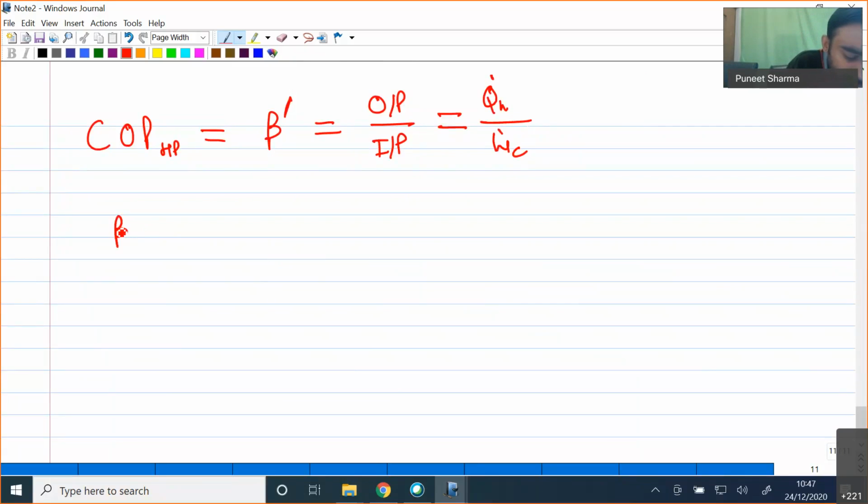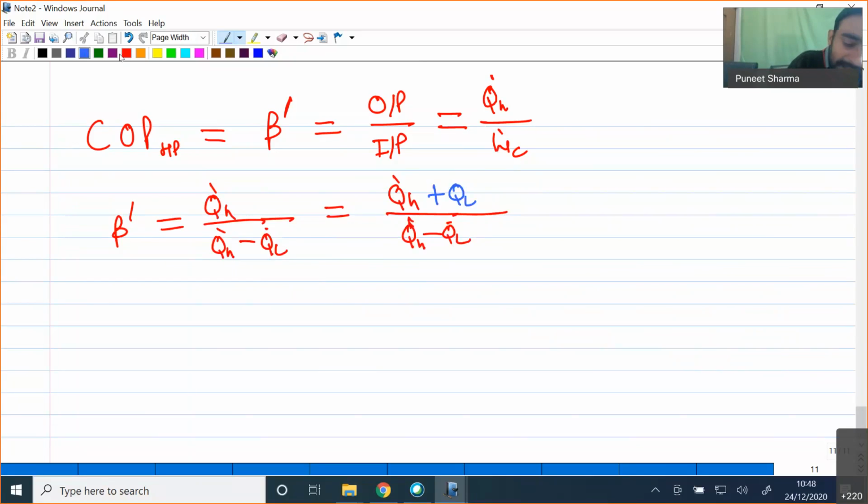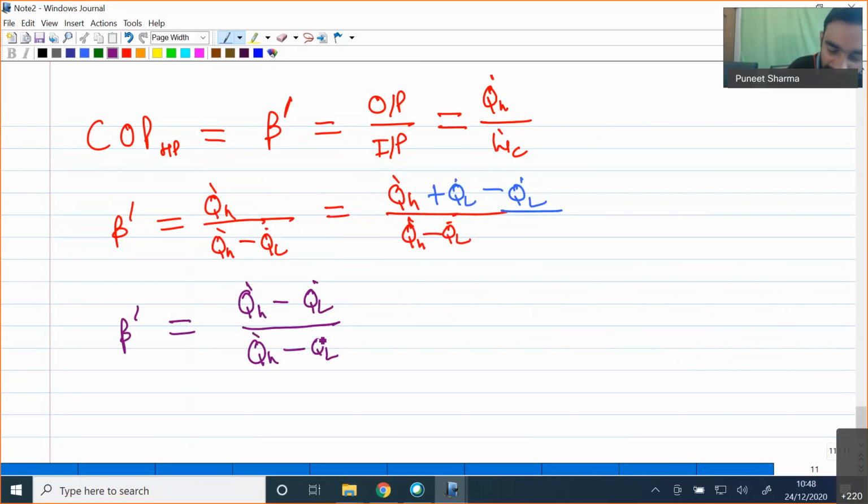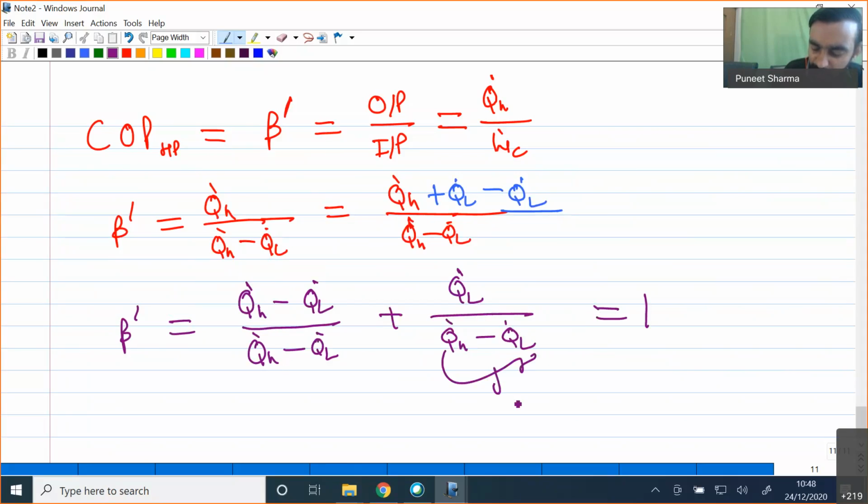Okay. So if I calculate the performance, beta dash will be nothing but Q dot H divided by Q dot H minus Q dot L. Now if I add Q dot L and subtract Q dot L, my equation will remain unaffected, and finally I'll be finding that my beta dash is nothing but equal to Q dot H minus Q dot L, which I can take as one term together, divided by Q dot H minus Q dot L, plus Q dot L divided by Q dot H minus Q dot L. Okay, so this first term is nothing but equal to 1, and this second term over here is nothing but the COP beta of a refrigerator.